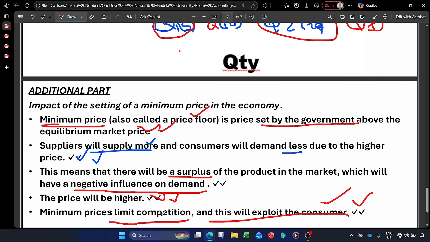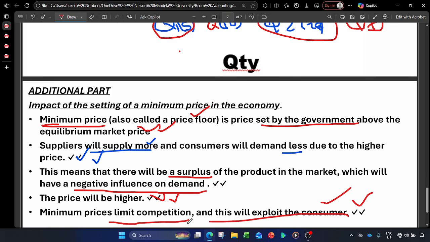And also the reason why it will exploit the consumers is because sometimes the government can charge the price high because the government wants to generate revenue from the tax that is paid by the businesses. So that is why it sometimes exploits or has a negative impact on the consumers. But now the reason why it limits competition, I don't want to explain it in that way of a price control being set by the government and everything.